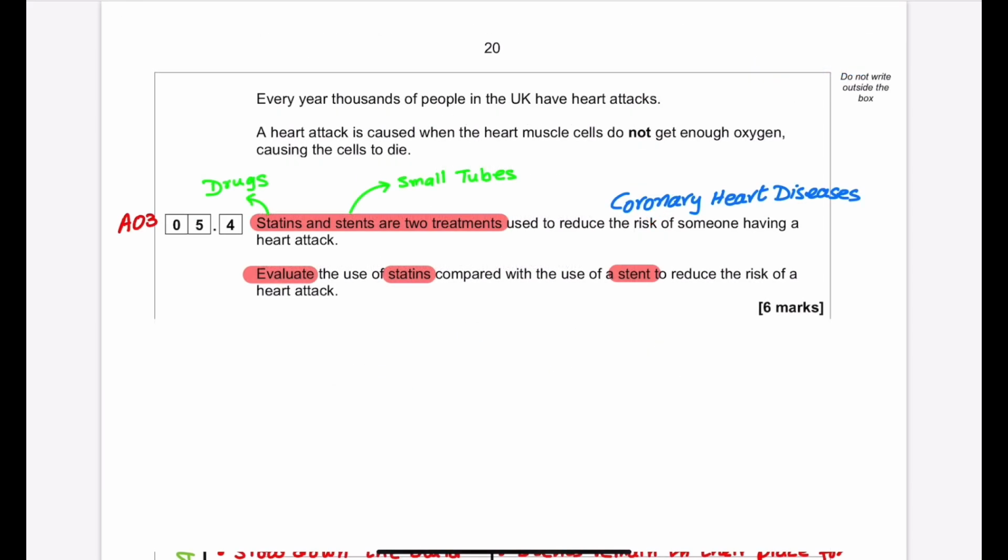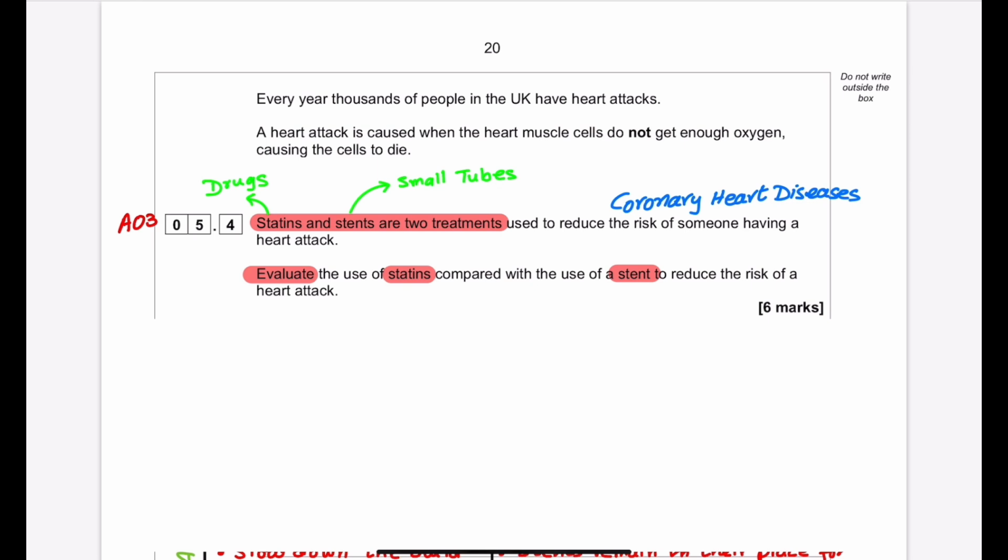Every year, thousands of people in the United Kingdom have heart attacks. A heart attack is caused when the heart muscle cells do not get enough oxygen, causing the cells to die. 5.4 is an AO3 question. Statins and stents are two treatments used to reduce the risk of someone having a heart attack. Evaluate the use of statins compared with the use of stents to reduce the risk of the heart attack.